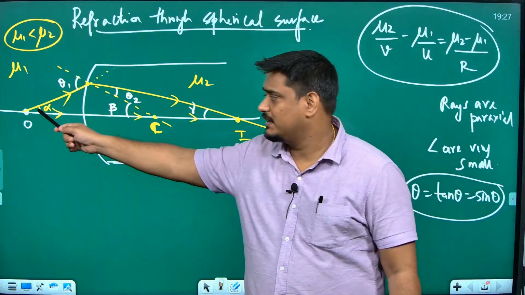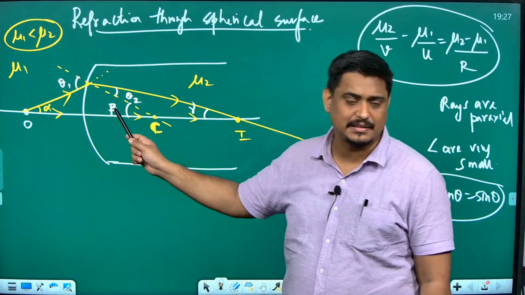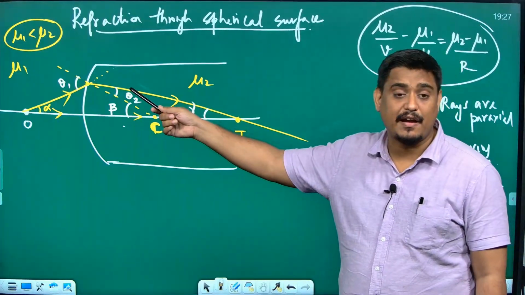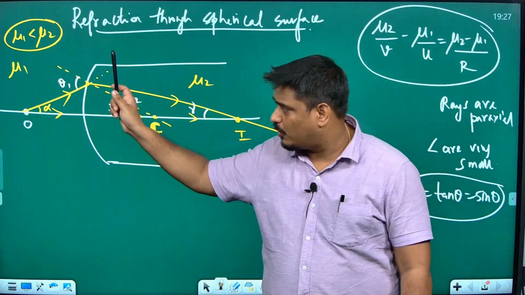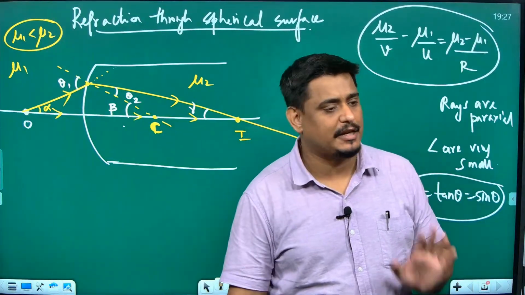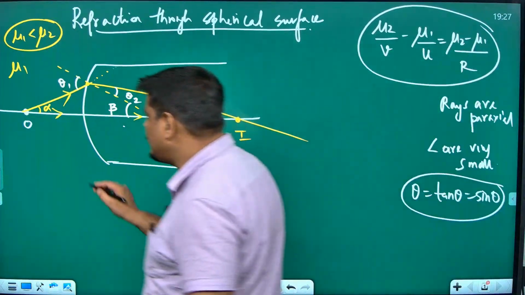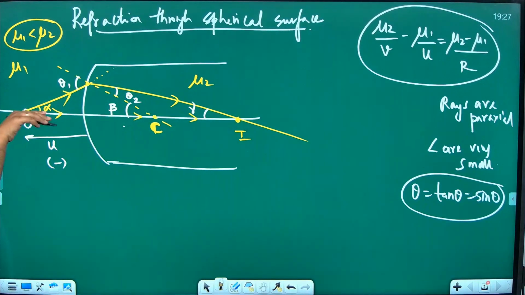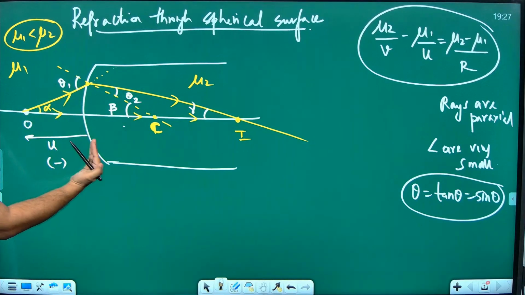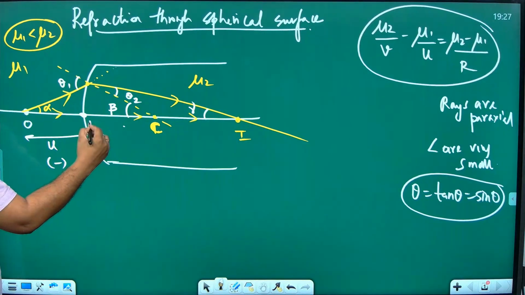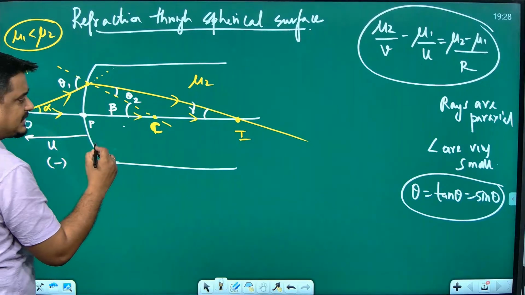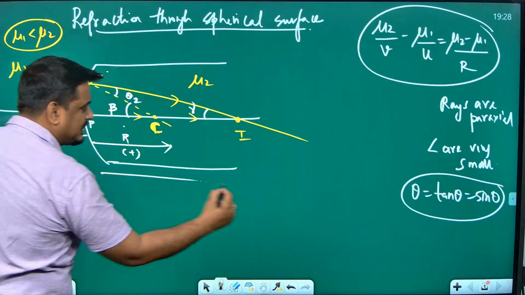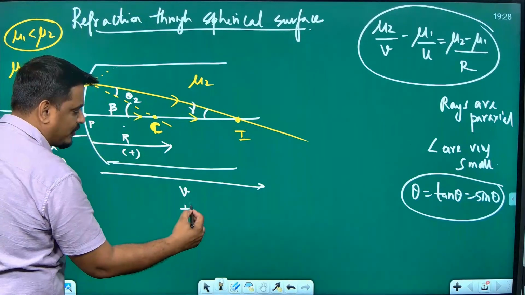Alpha is the angle made by the incident ray with the principal axis. Beta is the angle made by the normal with the principal axis. Gamma is the angle made by the refracted ray with the principal axis. Theta 1 is the angle of incidence, theta 2 is the angle of refraction. This is the object distance, isn't it? By convention it will be minus, because the direction of the incident ray is like this and I am measuring against it, so this is the pole P, so it is negative. This is the radius of curvature, positive. This is the image distance, positive. Do you agree with me?